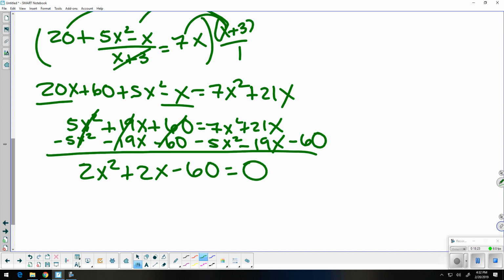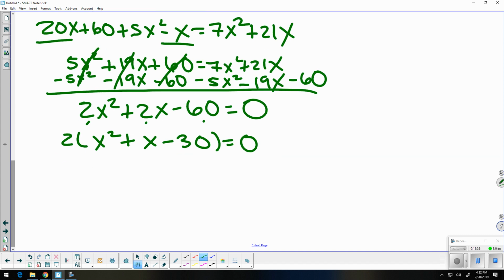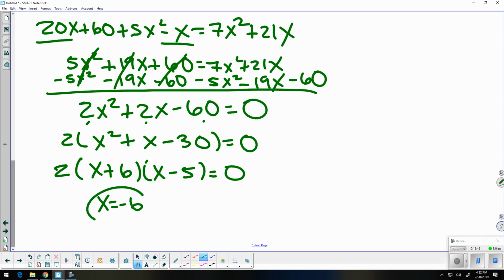Okay, so now we got to factor this, right? First of all, there's a GCF between all 3 terms. Take out a 2 to make it a little bit easier. And now still factoring the remaining trinomial, 1x squared plus 1x minus 30. So 2 still out front, but this would factor into x plus 6 and x minus 5. So resulting in 2 solutions once again of negative 6, positive 5, but now you want to check them.